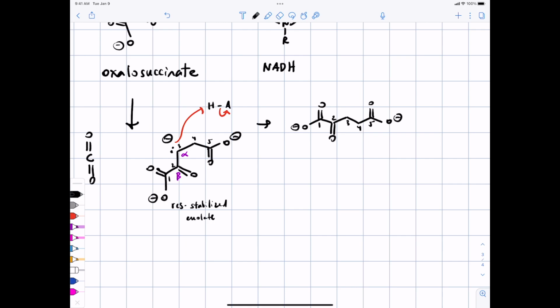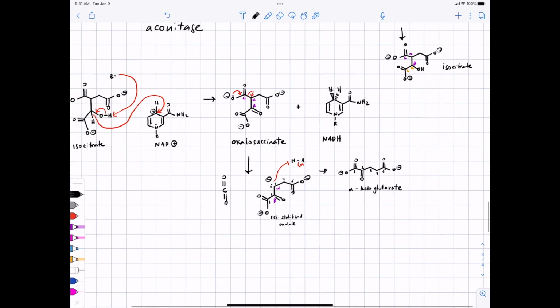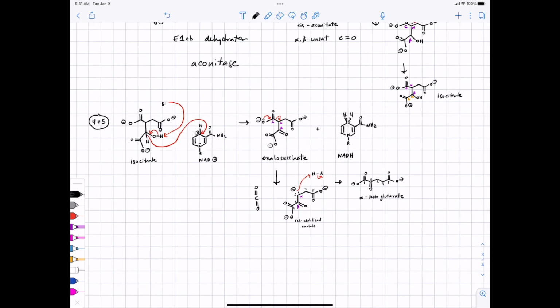And this is called alpha-ketoglutarate. And it's sort of our halfway point. All right, questions you want to ask about that step? Move the OH group, yeah.